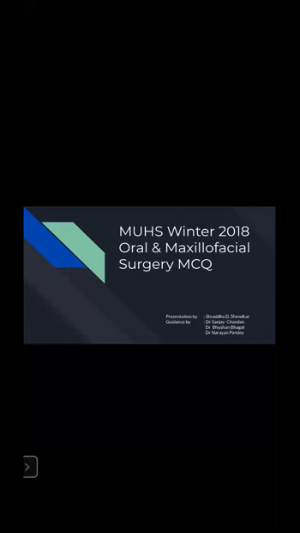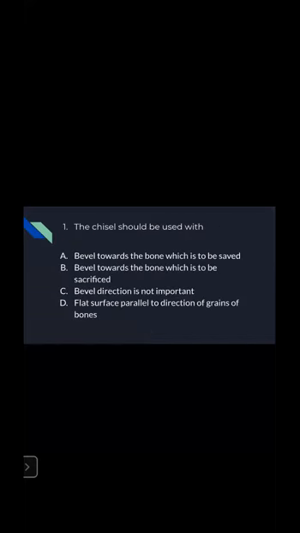The first question is: the chisel should be used with, the options are A. Bevel towards the bone which is to be saved. B. Bevel towards the bone which is to be sacrificed. Option C. Bevel direction is not important. Option D. Flat surface parallel to the direction of grain. And the answer is B. Bevel towards the bone which is to be sacrificed.